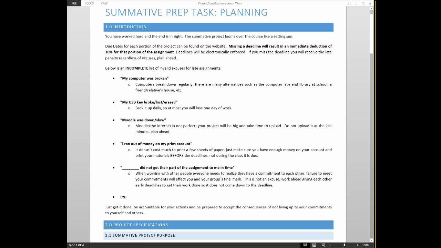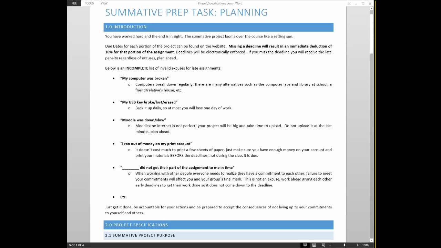So just to quickly go over them, things like your computer breaking, your USB key getting lost or stolen, or anything along those lines. The Moodle being down or slow. It's always down and slow. If it's not the Moodle that you're submitting on, whatever website it is that we have you submitting on at that time, the internet is the internet, and it doesn't always work as optimally as we'd like it to.